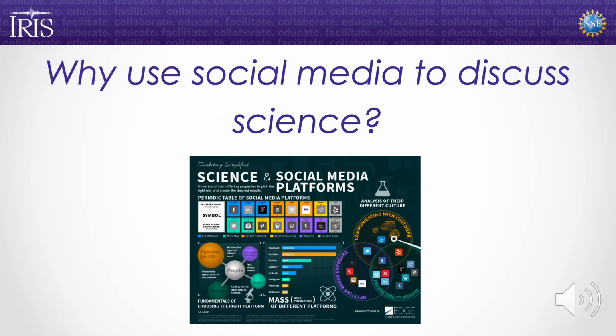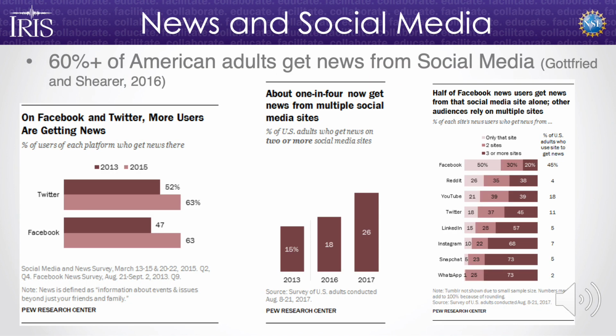So why should we use social media to discuss science? Why is it important? Well, 60% of American adults get their news from social media. These images are all from the Pew Research Center. A lot of people are getting their news from multiple social media sites, which is good, but half of Facebook news users get news only from that site. So we can't discount Facebook as an invalid tool for science communication, because when people are getting information from Facebook, they're pretty much only getting it from Facebook.